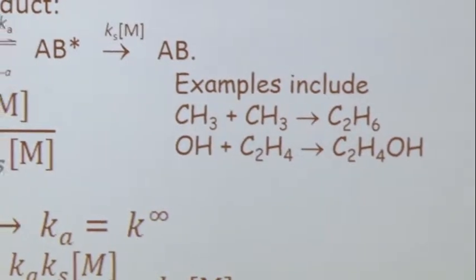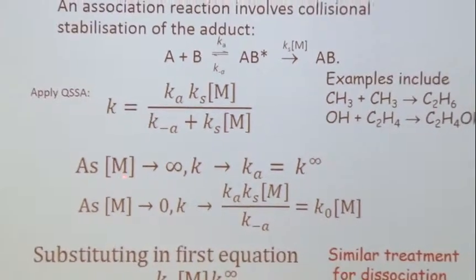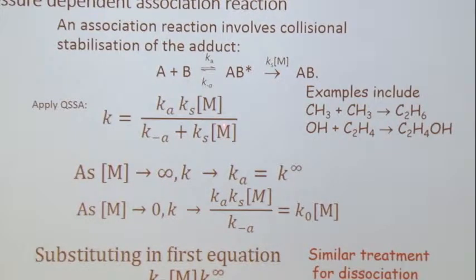And so you get a rate like this. As the bath gas concentration gets very high, at high pressure, this formula simplifies. This is large at high pressure, so this is large compared to this. You can just ignore it. And then this cancels out, and you just get Ka. So what's called the high pressure limit of the rate coefficient is the normal rate you'd expect of just, say, methyl plus methyl hitting each other.